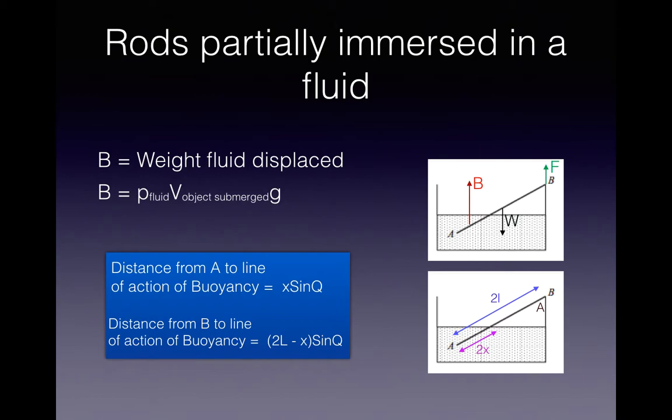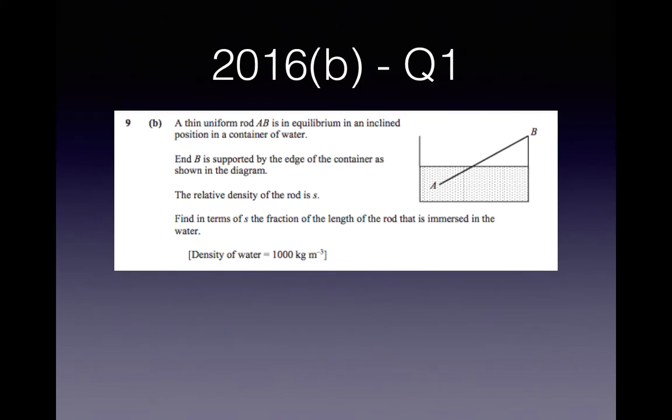So let's have a look at a few questions. We start with this one. A thin uniform rod AB is in equilibrium in an inclined position in a container of water. The end B is supported by the edge of the container as shown in the diagram. The relative density of the rod is S. Find, in terms of S, the fraction of the length of the rod that is immersed in the water.